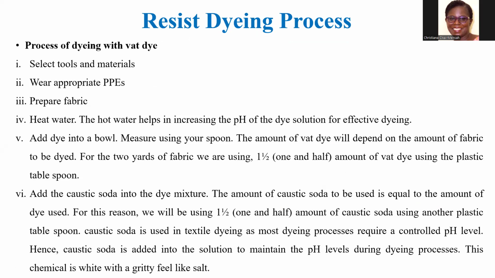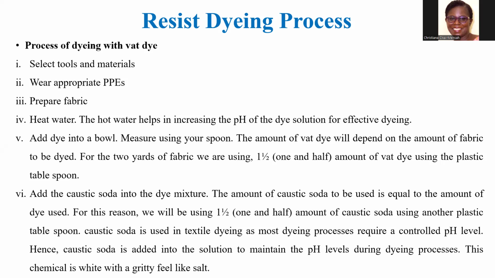So let's look at the process. First of all, before you do your dyeing, you select your tools and materials for the dyeing. Then you wear your appropriate PPEs. So the PPEs, your nose masks, your hand gloves, your aprons. You prepare your fabric by applying the wax, or you tie certain areas. After that, you heat your water. You use warm water for the preparation of the dye. So the hot water helps in increasing the pH of the dye solution for effective dyeing.